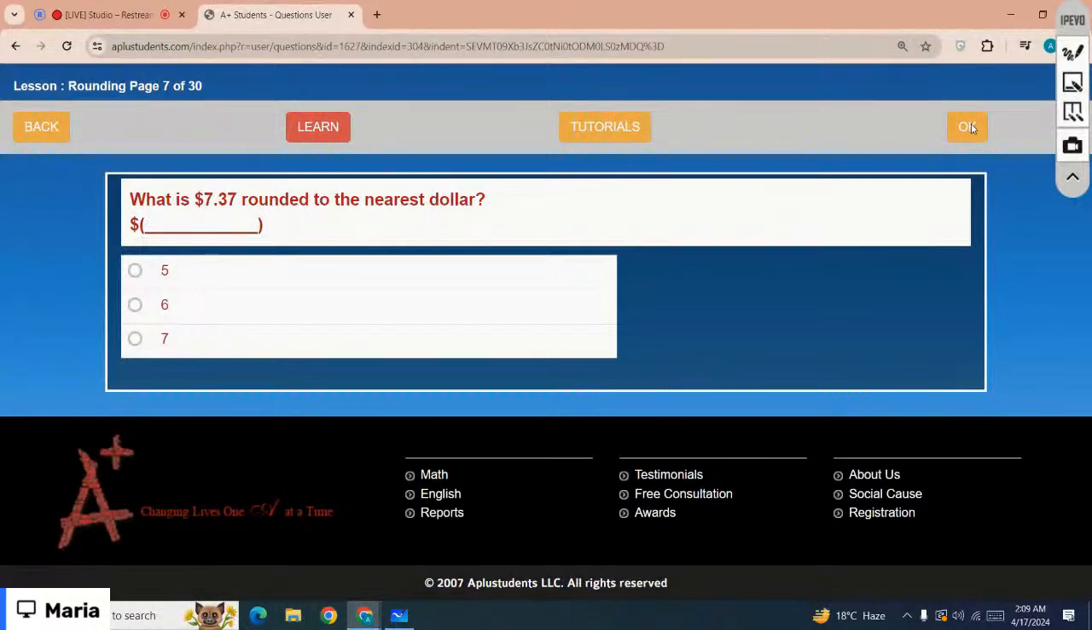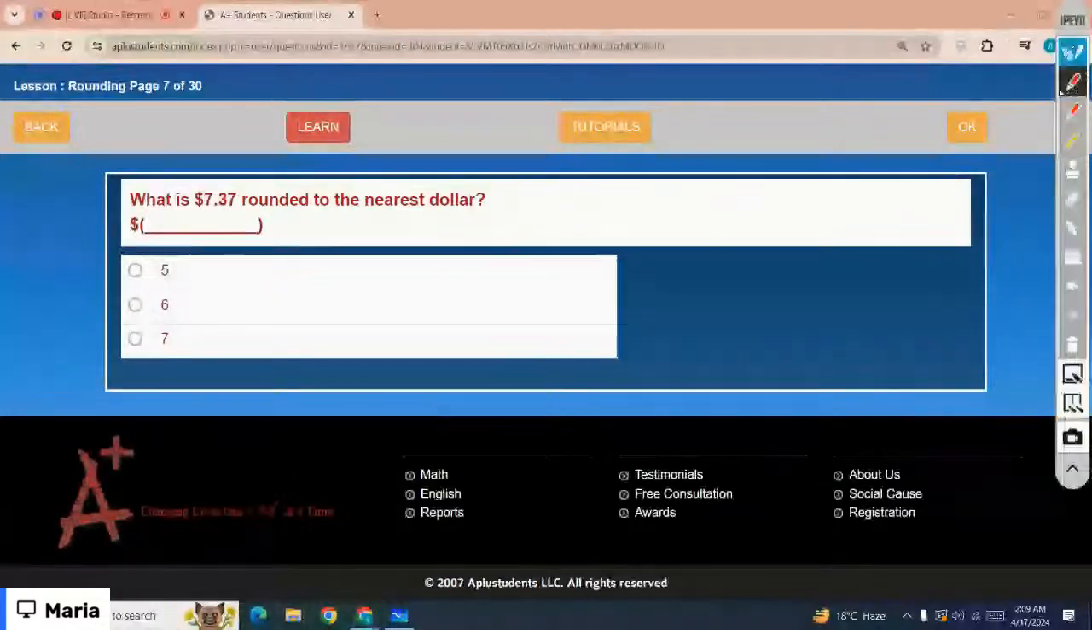What is 7.37 rounded to the nearest dollar? Which is the correct option? So you have to round to the nearest dollar, right? Dollar means, after the decimal point, that is cents. 7 is the dollars and 37 are the cents, right?